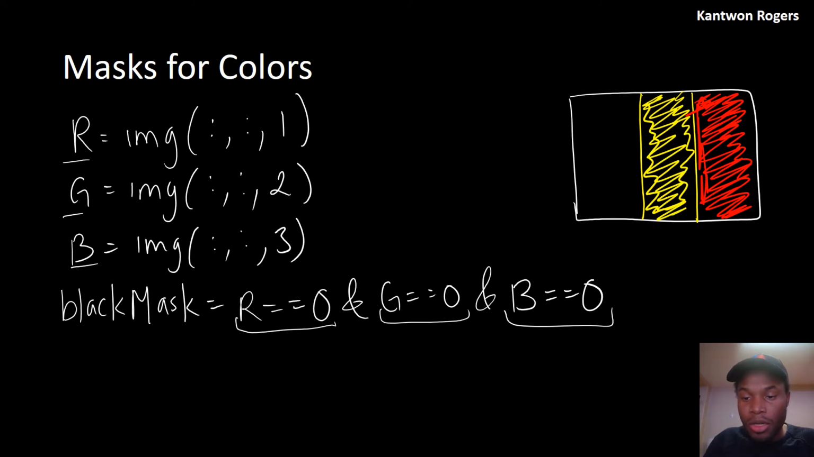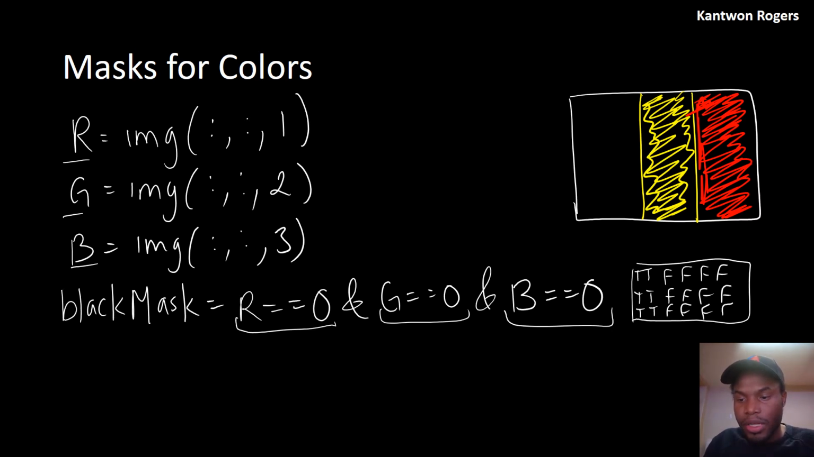So if we were to draw out what our mask would look like, it would be the same dimensions as our flag. This first third, everything in here would be all trues. Then the middle third, everything would be all falses, and in the right third, everything would be all falses as well. Those aren't even, but that's fine. So in this case, it's only true where the red, green, and blue are all 0, because that constitutes a black pixel.